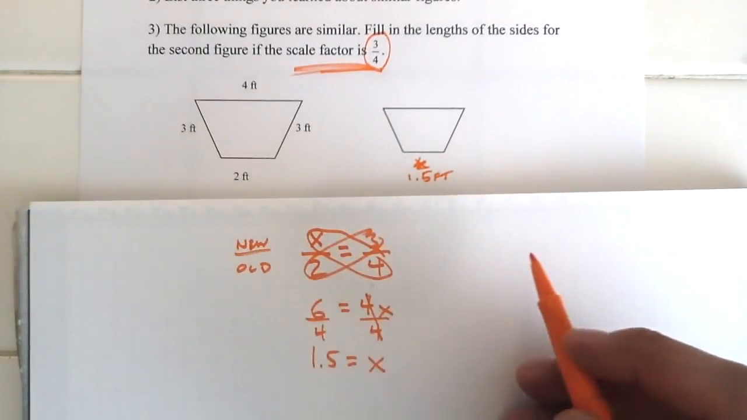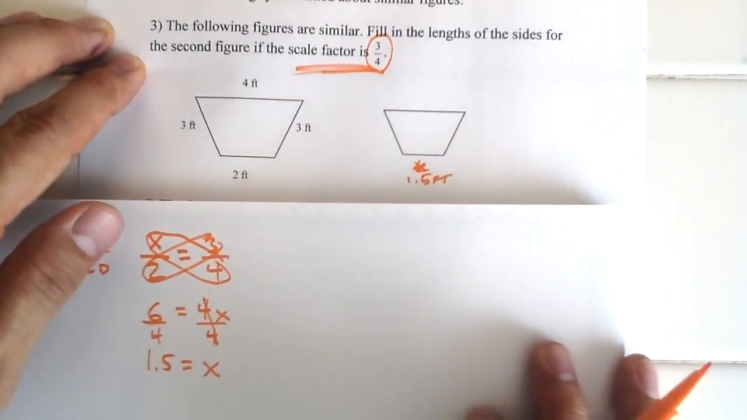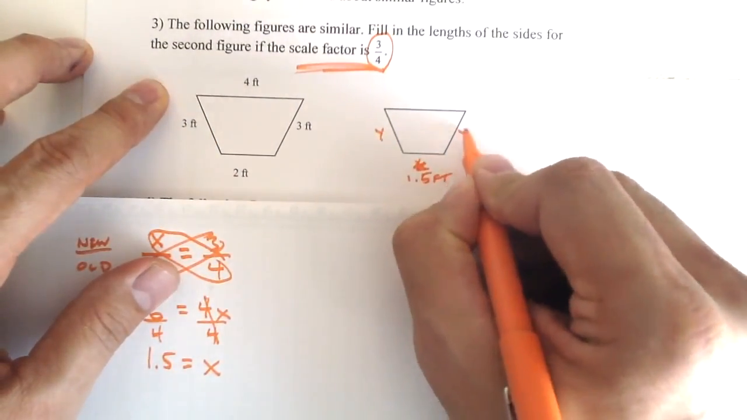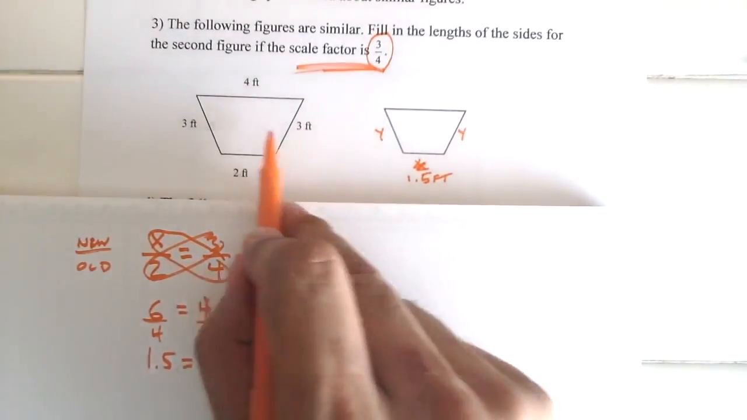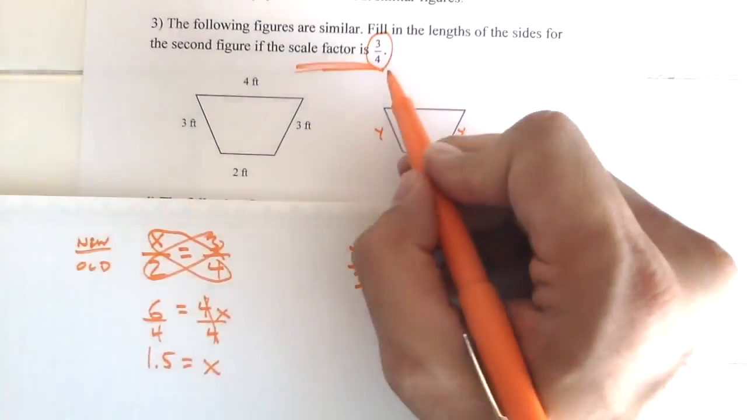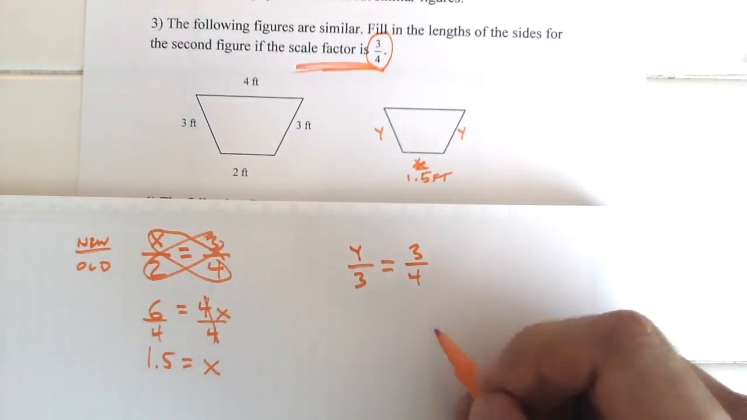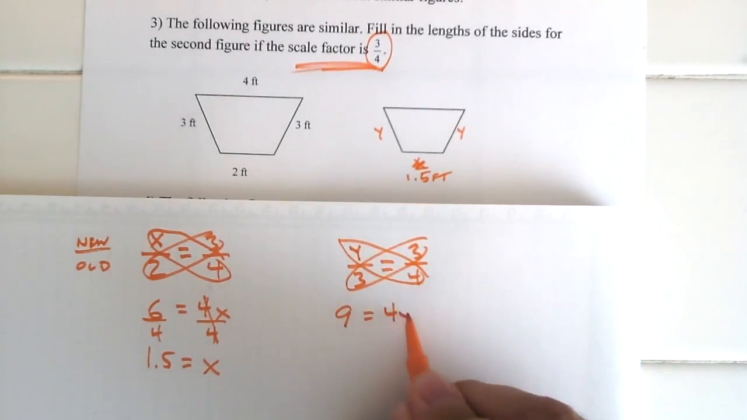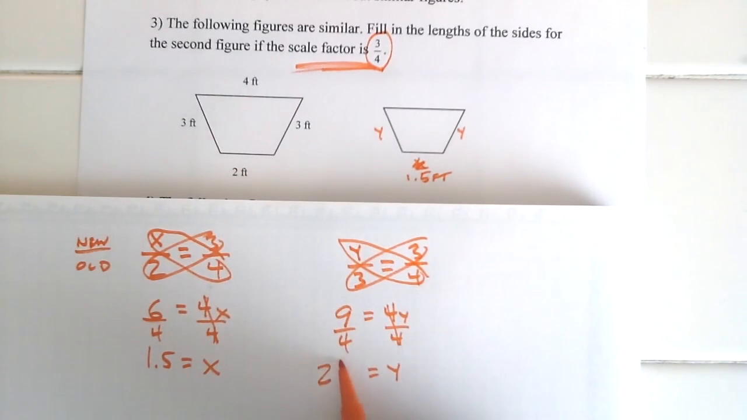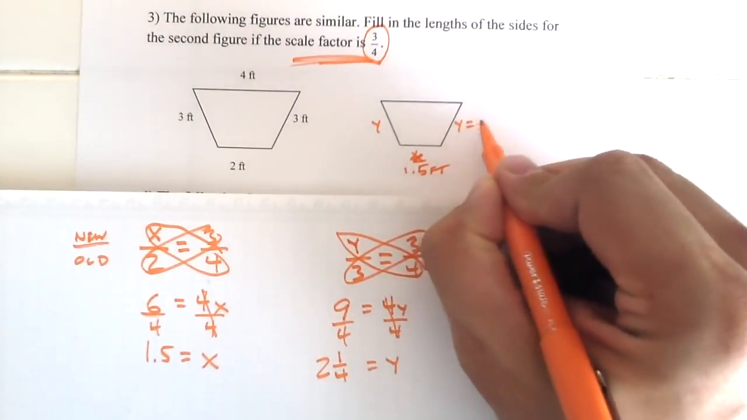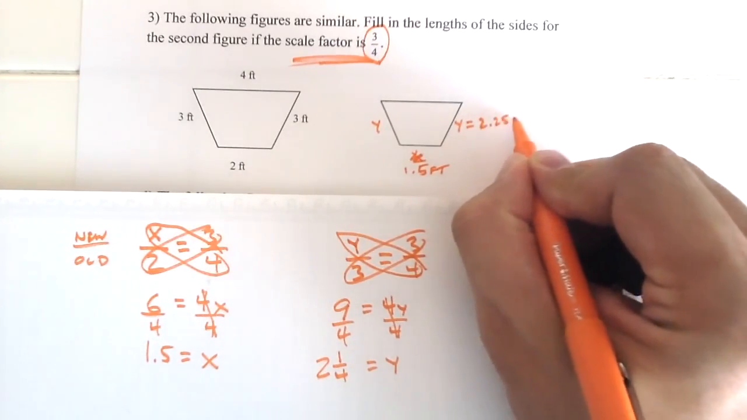All right, and then I just go about it the same way for all the rest. Let's do these two sides because they're the same, 3 feet and 3 feet. So let's say this is y and this is also y. First set up a ratio with these corresponding sides, new over old. So y over 3 equals my scale factor of 3 over 4. Cross multiply. 3 times 3, that's 9. 4 times y, that's 4y. Divide both sides by 4. This would turn out to be 2 and a remainder of 1, so 2 1/4. So y on both of these is 2.25 feet, or 2 1/4.